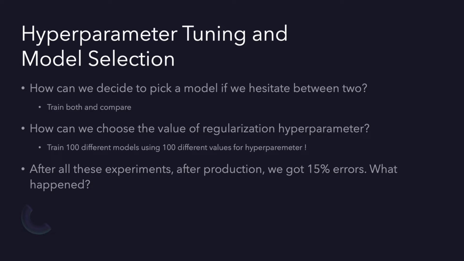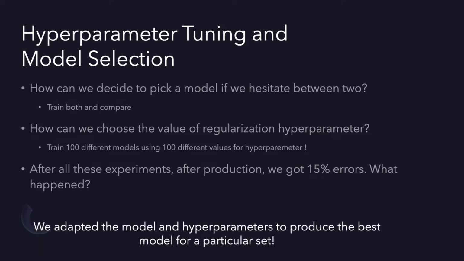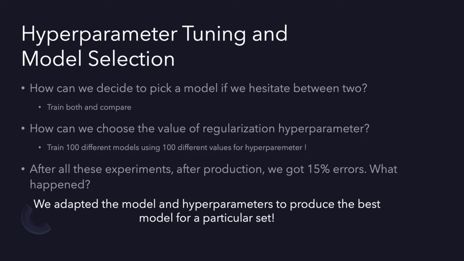Okay, let's say you trained 100 different models using 100 different hyperparameters, and you found the best model and hyperparameters. But then, after all these experiments, in production you got a 15% error. What happened? What do you think? Most probably, we adapted the model and hyperparameters to produce the best model for a particular dataset. Okay, how can we solve this problem?